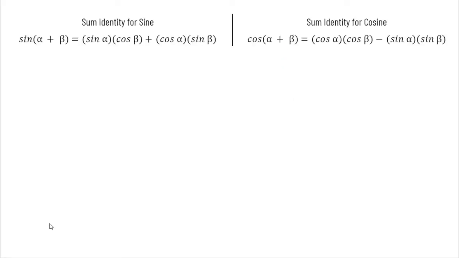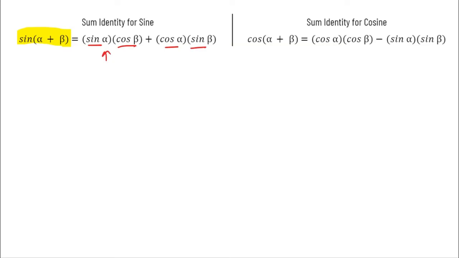The next set of identities are known as the sum identity for sine and the sum identity for cosine. These, unfortunately, you just kind of have to memorize a little bit for the most part. But here's how it works. Sine of alpha plus beta, where alpha and beta are 2 different angles, equals sine of alpha cosine beta plus cosine alpha sine of beta.